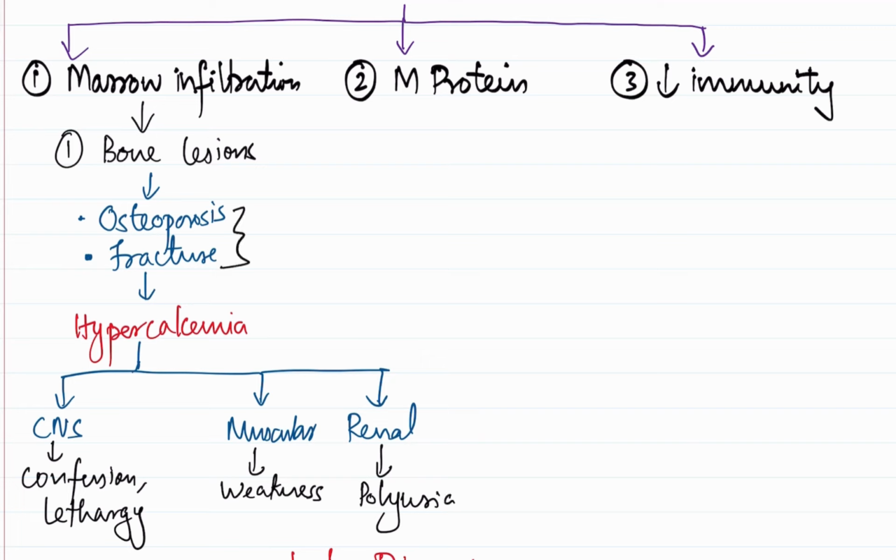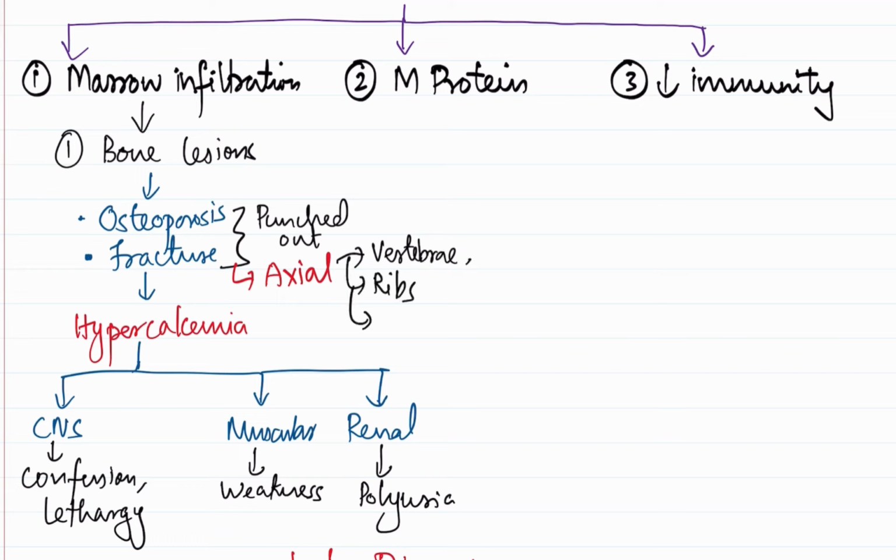Now osteoporosis and fracture, we said, right? They will present, as we have said earlier, as punched out lesions in the X-ray. Now which bones are involved? Usually the axial skeleton is involved. Most commonly the vertebrae are involved, then the ribs, then we have the skull. So the bones that are present on the axis of the body are usually involved.